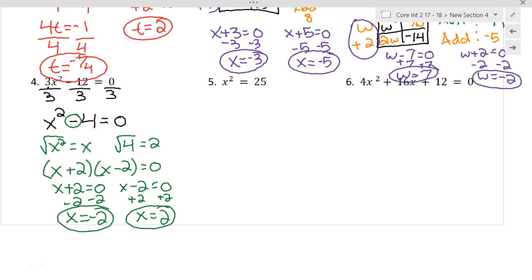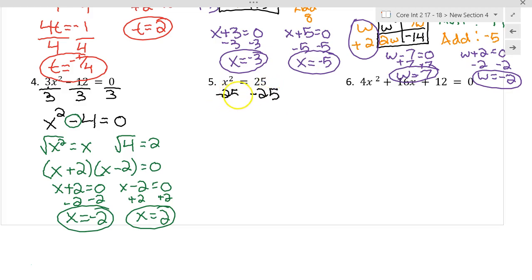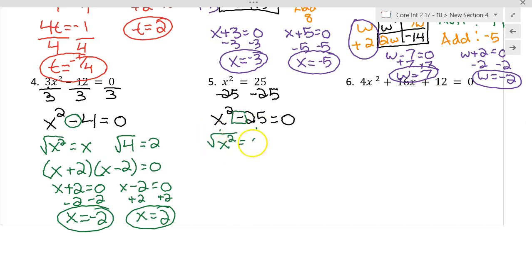Looking at number 5, same type of thing, I have to have it equal to 0. So the first thing I have to do is subtract this 25. Anything I do to one side, I have to do to the other. So I have x squared minus 25 equals 25 minus 25, which is 0. I do have my subtraction sign and 2 terms. So the square root of x squared is x. The square root of 25 is 5. So I have x plus 5, x minus 5.